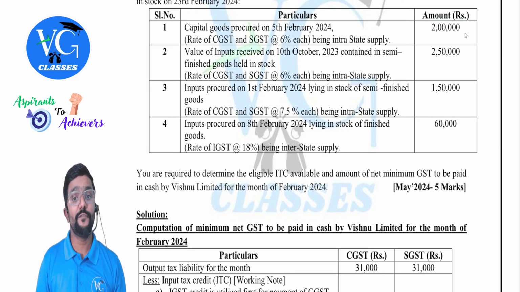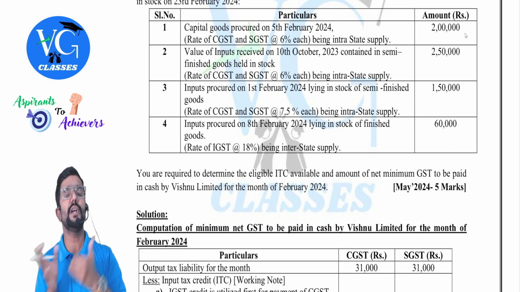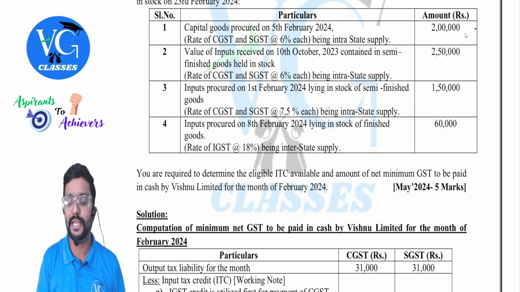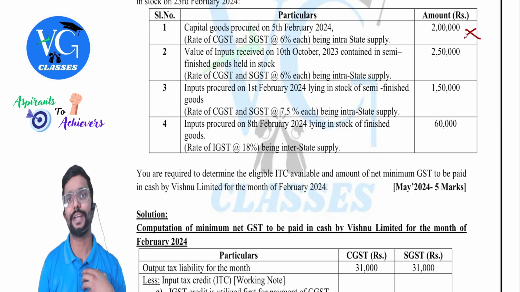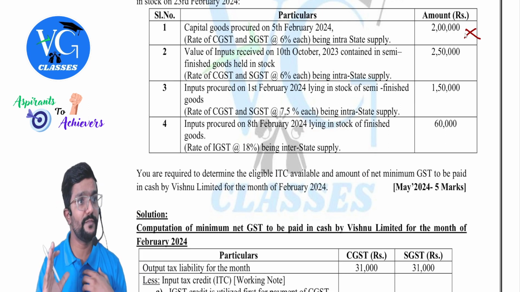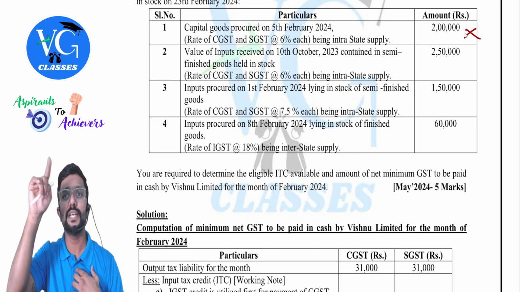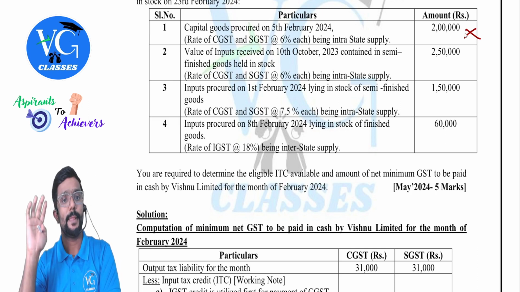Capital goods procured on 5th February 2024, that is before 23rd February. 2 lakh. Rate of CGST, SGST 6% each, being intrastate supply. Guys, is credit available? No. For capital goods, not available. Sir, he might be having it as stock on 23rd February, but still capital goods is not covered. Did we put a flower bracket and write CG? Not available? Yes. Same thing.